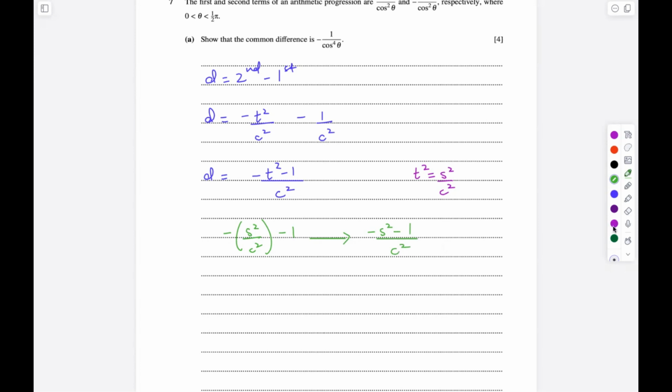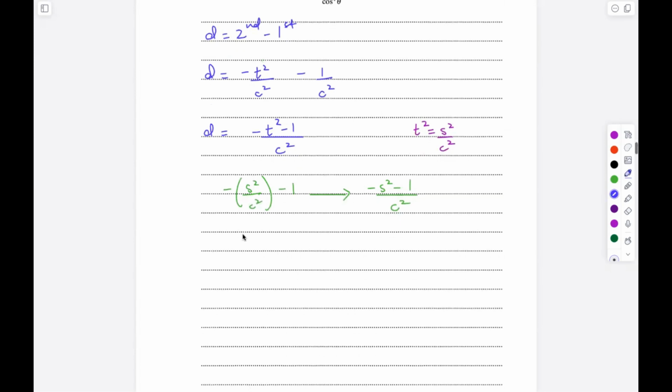Now, once we have simplified the numerator, we can write it along with the denominator. So that will become minus sine squared minus 1 divided by cos squared. And the denominator is cos squared. So we can write it as divided by cos squared.